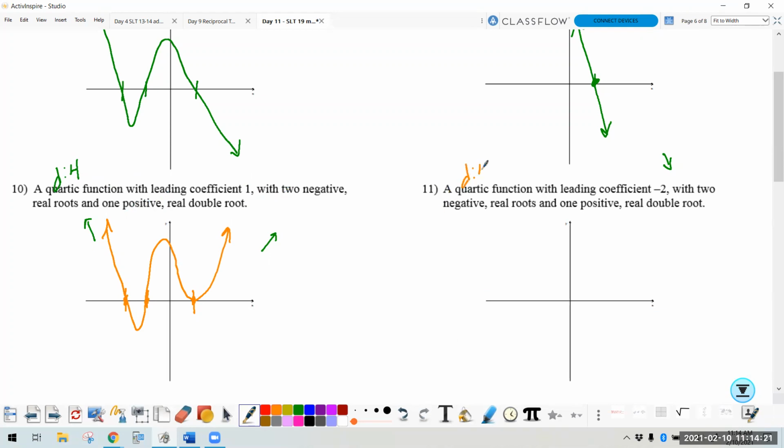And then lastly, another degree of 4, but negative leading coefficient. 2 negative real roots again, and 1 positive double. Oh, it's going to be a reflection of that graph. Oh, I missed. There we go.